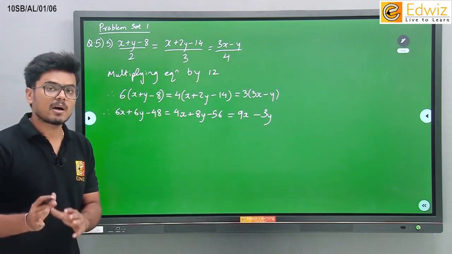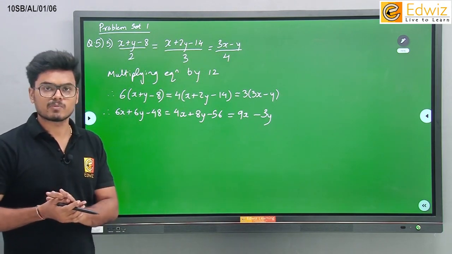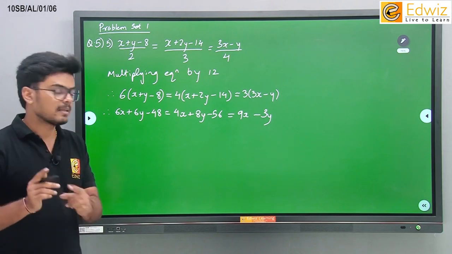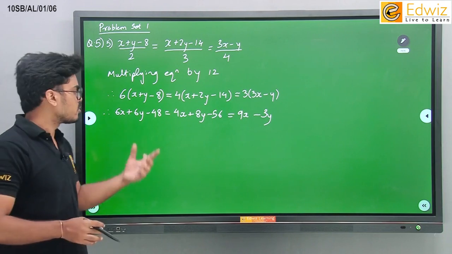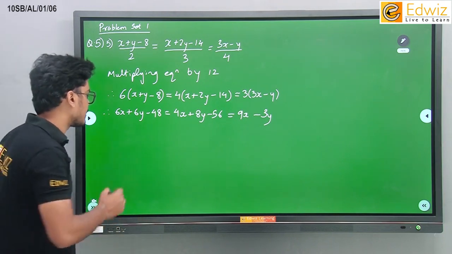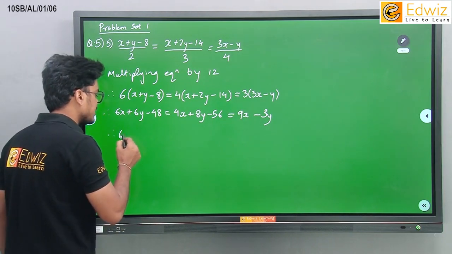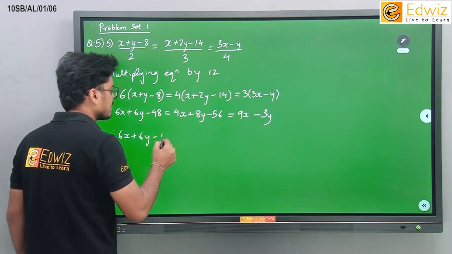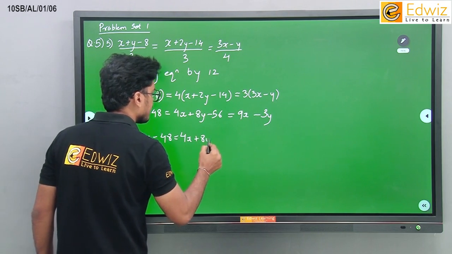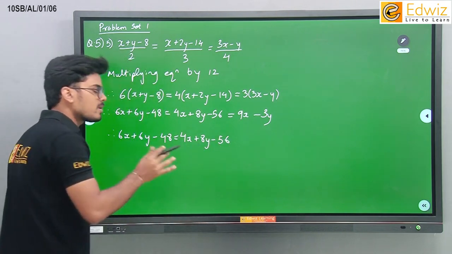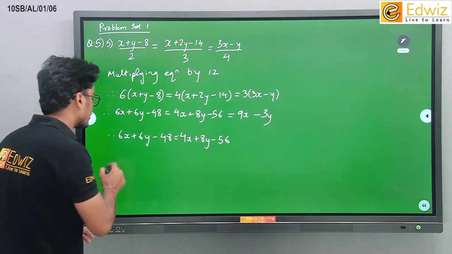Now the question is, how do we find out two separate equations from here? You have to do just one thing. Take any two pairs that you like and form two equations. So if I take these two first, let us take these two. Therefore 6x plus 6y minus 48 equal to 4x plus 8y minus 56. Let us solve this a little to find out the first equation.